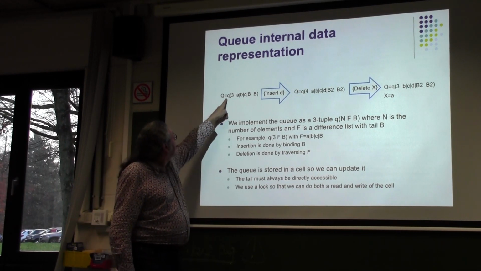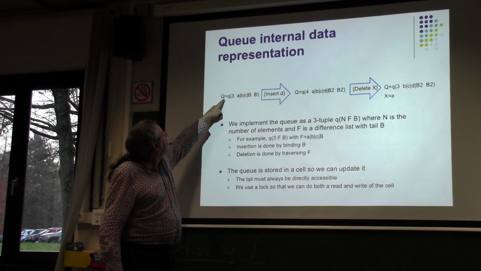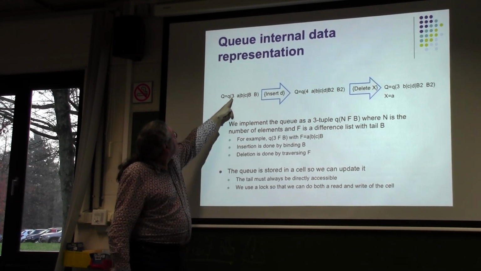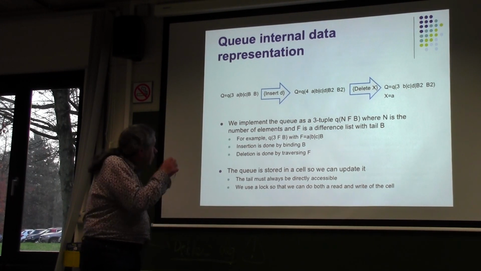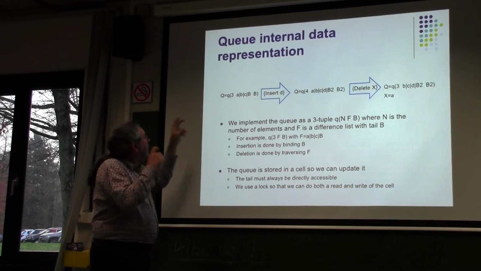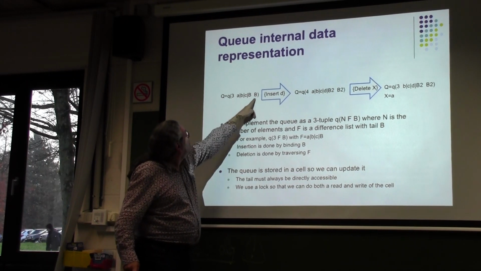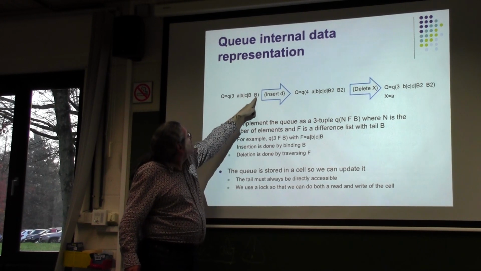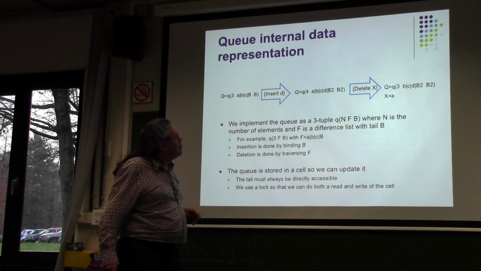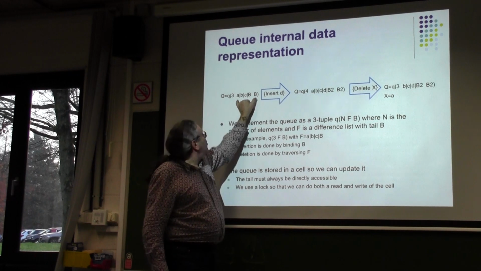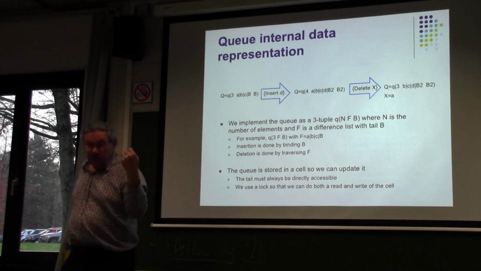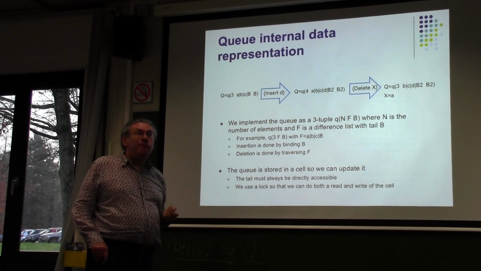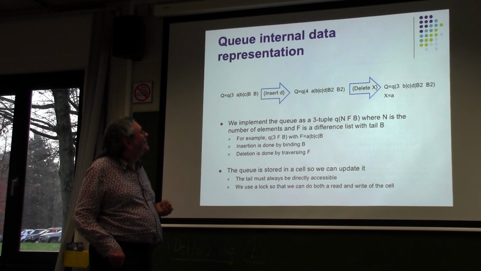So here I have the queue. The queue here is bound to this tuple. It's a 3-tuple, where the 3 is the number of elements in the queue. And here I have the actual queue, which is a difference list: A, B, C with an unbound variable B, and then the second part is the B. Remember, the advantage of a difference list is that you can append elements in constant time. But it's ephemeral, but that's okay.